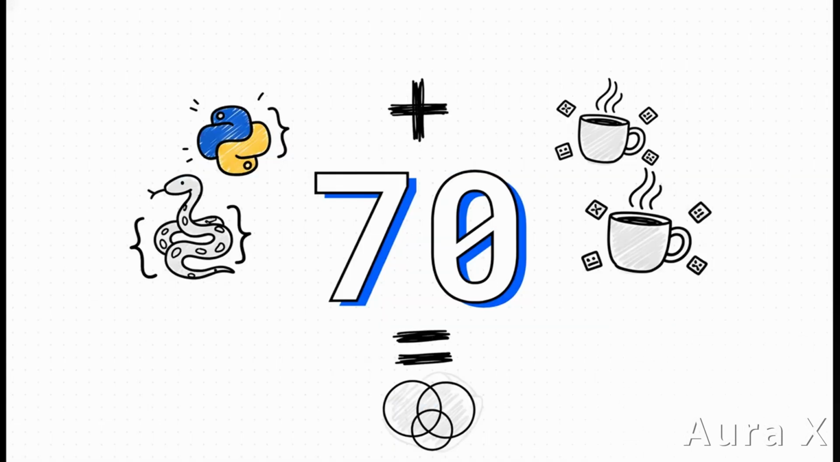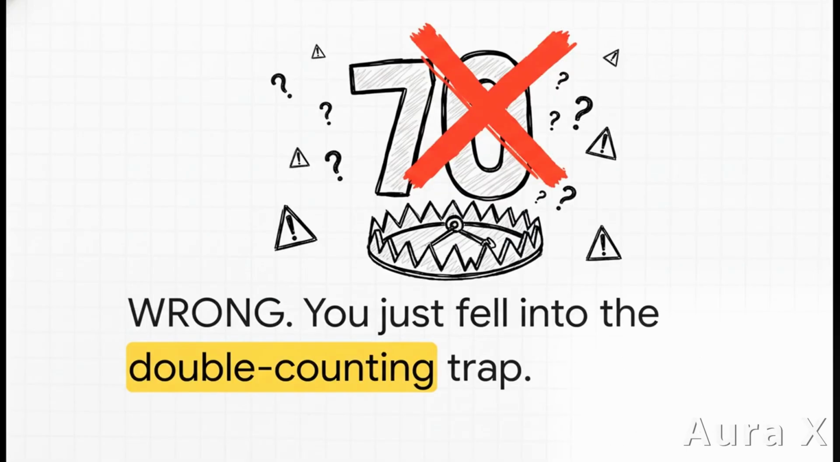If you immediately thought 70, hey, you are in good company. It just feels right, doesn't it? You take the 40 Python folks, add the 30 Java folks, and boom, 70. Simple math. But here's the thing. That simple answer is wrong. You've just walked right into one of the classic pitfalls in probability, the double counting trap. That number, 70, is actually hiding a pretty big error.